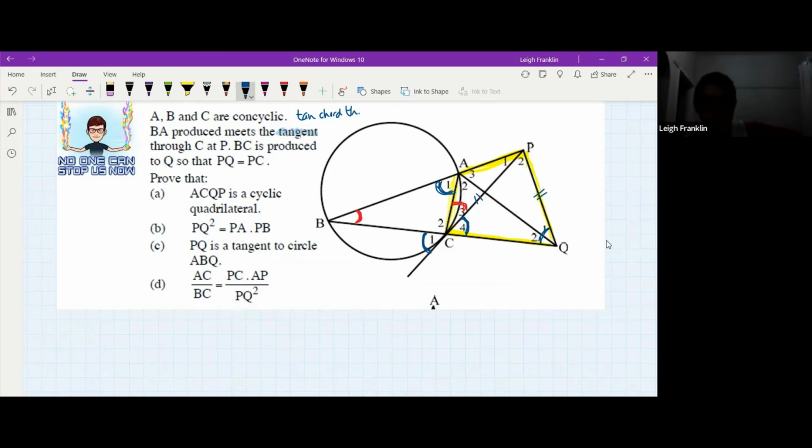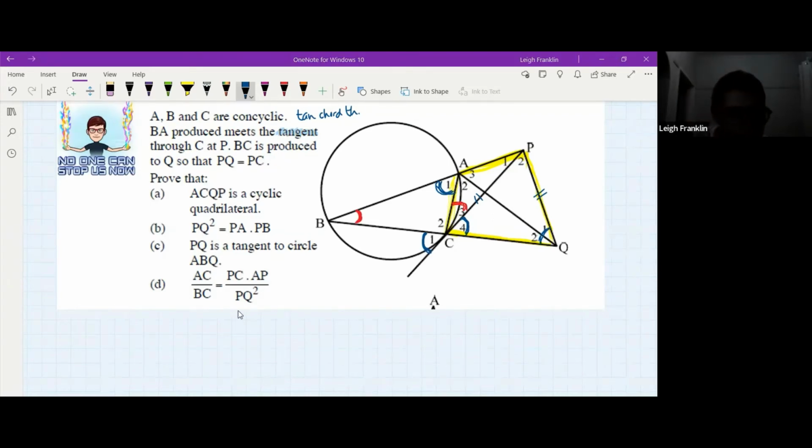Okay, so for ACQP to be cyclic, Q1 plus Q2 equals C4, angles opposite equal sides. C4 equals C1, vertically opposite angles. C1 equals A1, tan chord theorem. Therefore, A1 equals Q1 plus Q2, and that's what makes ACQP cyclic. All right, so I'm going to put that down.